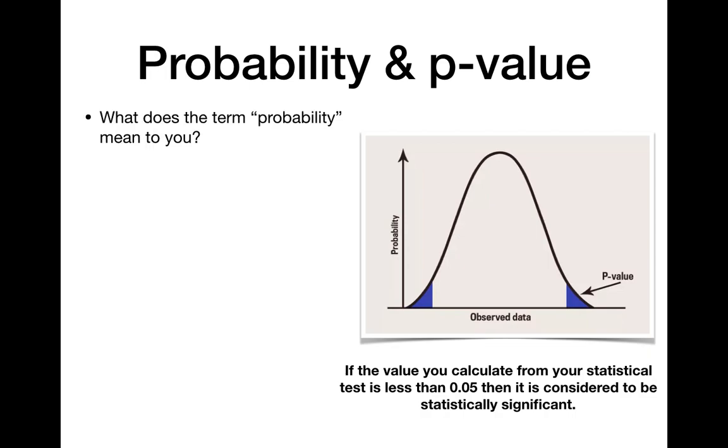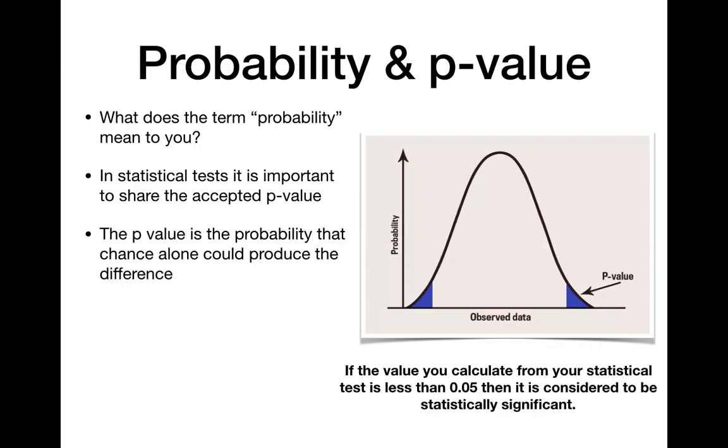So probability. What does the word probability mean? Well, hopefully it should be the likelihood of something happening, right? And the probability we use in statistics is a little bit different. It's a probability value that is set by different fields, and we call it the p-value. Okay, so you have to talk about when you're doing your test what p-value you used, so that people know just how certain you are about the relationship between your variables. And the p-value is the probability that chance alone could produce the difference you're seeing.